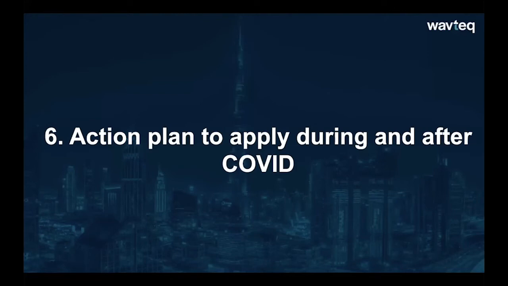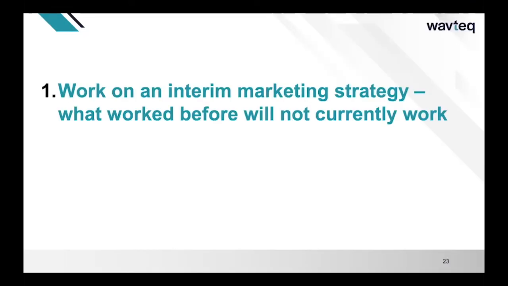So if I had to make a final recommendation on an action plan to apply during and post-COVID, and this is something we've been doing for maybe 10 to 15 countries around the world, it would be, firstly, work on an interim market strategy, because what worked before will not currently work. So if you've got a 5-year marketing strategy, I think you should put it on a shelf and work on what you're going to do in the next 1 to 2 years, to look at which markets are opening up, how to engage with companies there, and how to get these investors to the next level of setting up. And that's where data is going to come into play a lot.